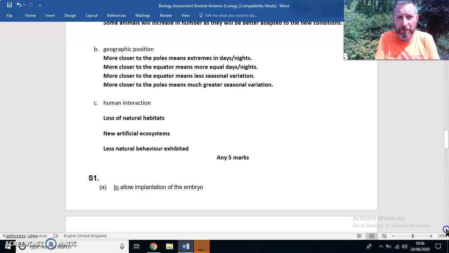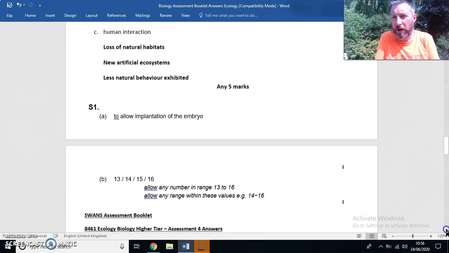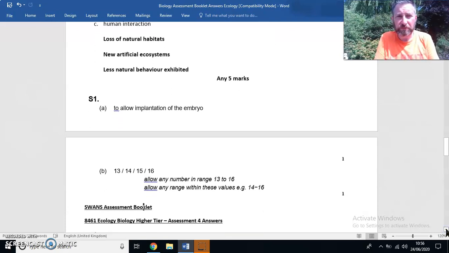The last one was a spiral question. So first one then was to allow implantation of the embryo. Everyone got that right, so well done. Right, and then the next one was looking at the range. Most of you got the sort of 13 to 14 mark, which got you the mark. Someone was out with 27. But I think on the whole, we did really well there, guys.